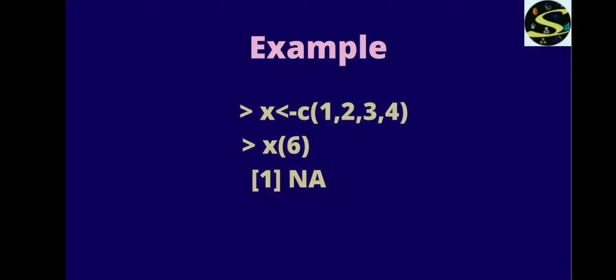Here x is a vector which is assigned the values 1, 2, 3, 4. And when I am trying to access an element beyond the vector size, here the size is only 4 elements, but I am trying to get element 6. So that is why the outcome of this is not applicable, that you can observe on the slide. Now, let's move to the next part.